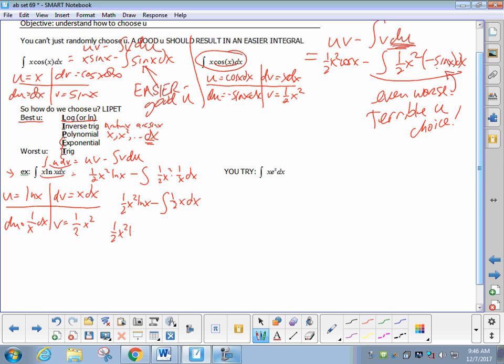1/2 x squared natural log of x. By the way, if you skip that cleanup step and just went straight to the antiderivative, I'm okay with that. What's the antiderivative of 1/2 x? 1/4 x squared. Okay. Try the next one off to the side. See if you get it.